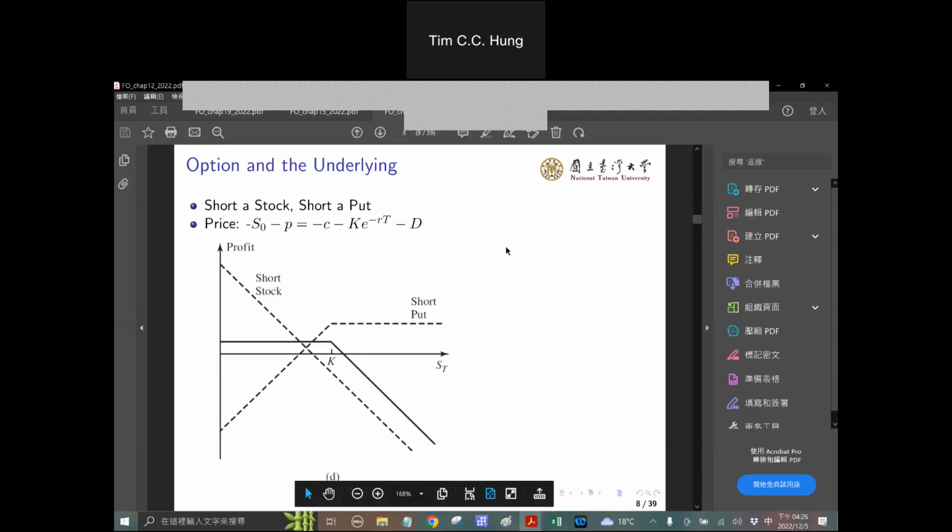What is put-call parity? Put-call parity tells us that C plus K discounted equals S0 plus P. Yeah, that was put-call parity.